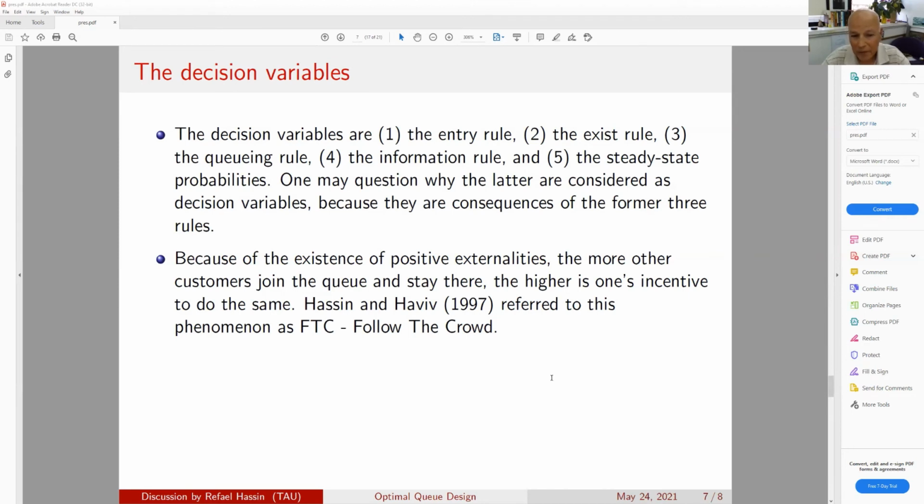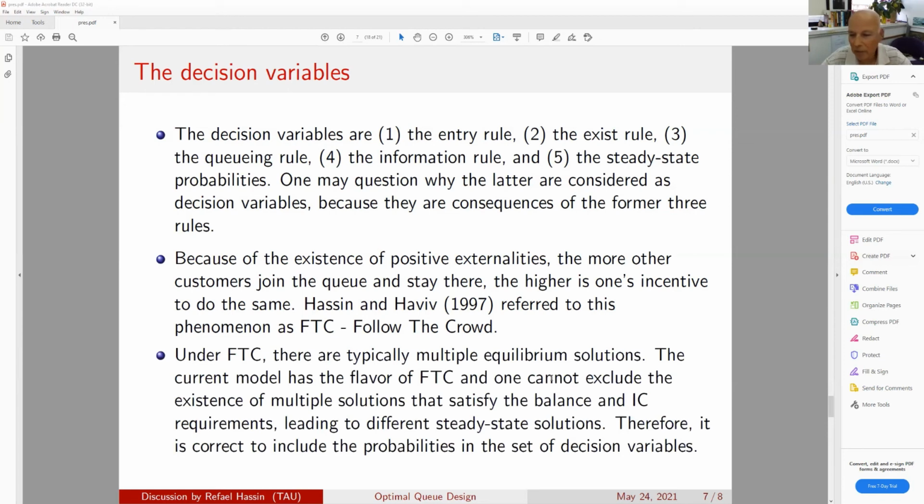Under this assumption, when we have a follow the crowd situation, typically the equilibrium is not unique. And I think in the current model, if we only use the decision variables, entry, exit, queuing, and information rules, it's quite plausible that the resulting equilibrium is not unique, that there is more than one solution that satisfies the balance equations and the incentive compatibility requirements.